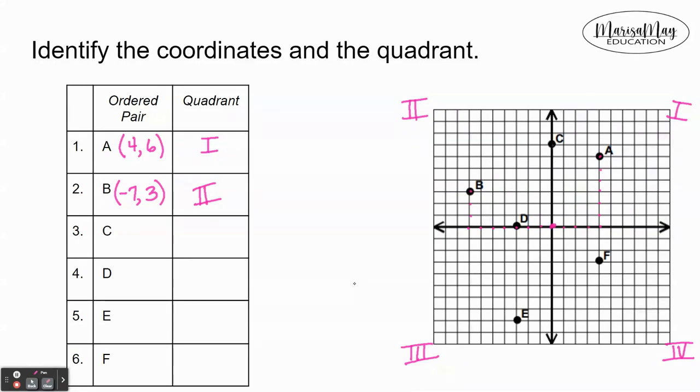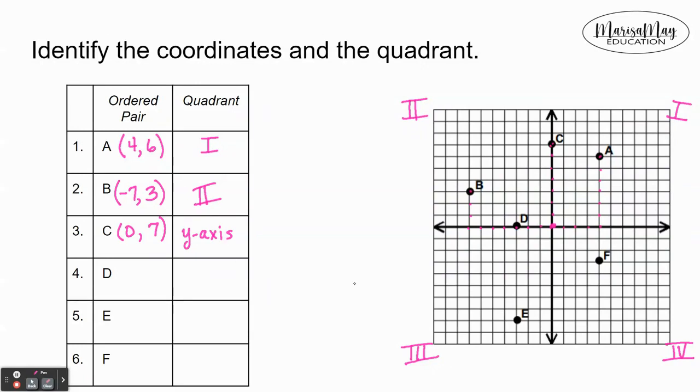Let's look at C then. Notice that from the origin, I don't have to go right or left. That means I need to tell you I don't go right or left by putting a 0 there. Then I go up 1, 2, 3, 4, 5, 6, 7. And because I went up, it is positive. Now C lands on an axis, so it's not actually in a quadrant. So we just tell you that we land on the y-axis.